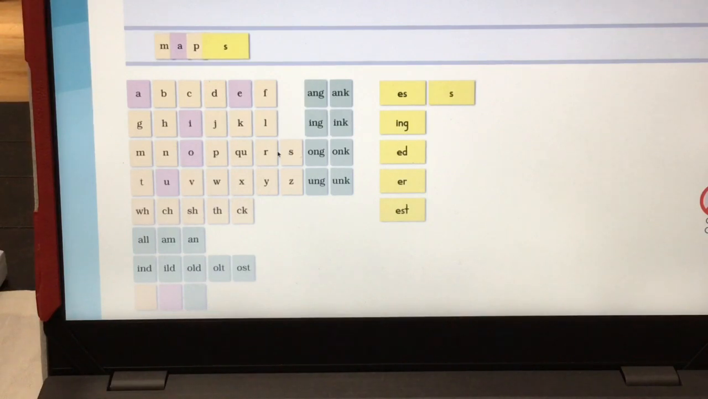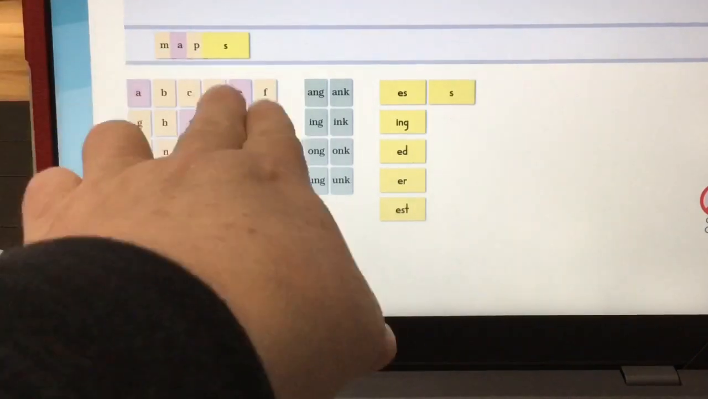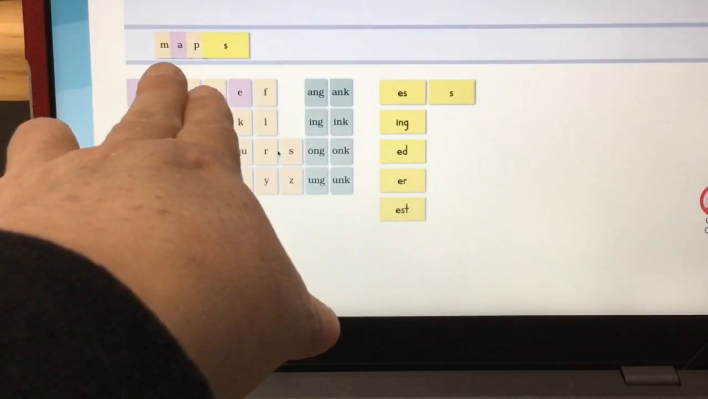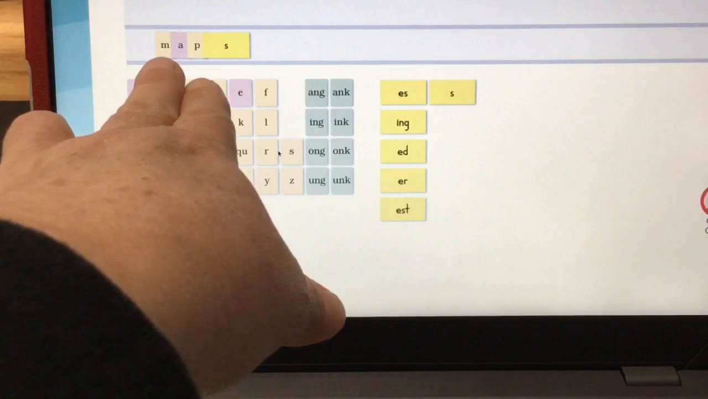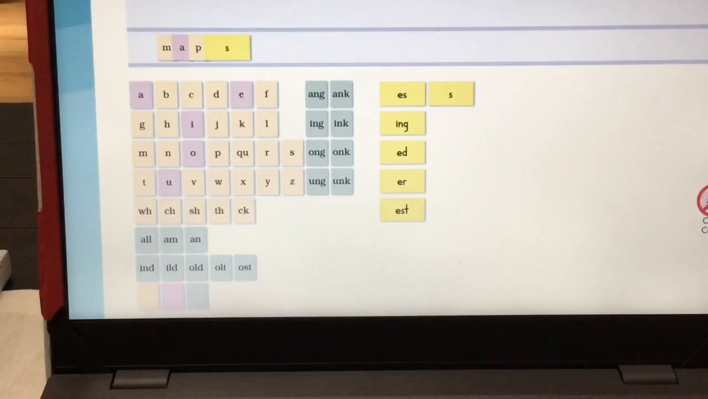So when we look at the word maps, there's a suffix at the end of it, but there's also the original word, map. And that, friends, is our base word. All right, I'm going to get rid of this word maps. And we're going to build something else.